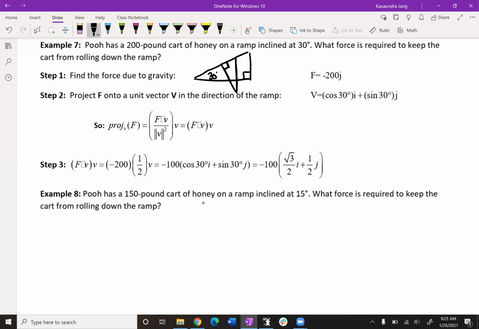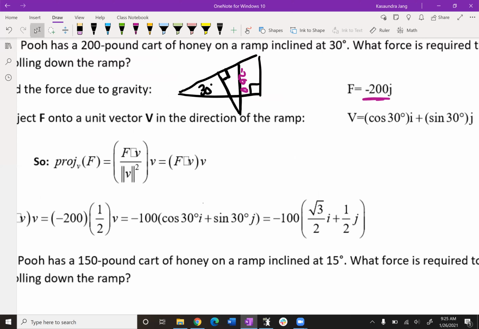The reason I drew it like that is because my force of gravity, doesn't gravity pull you straight down? So like this force of gravity, that -200 J, that's the -200 that's pulling straight down here. Does that make any sense? There's my gravity pulling straight down. And actually these triangles are congruent. By that, I mean this angle right here is 30 degrees also.